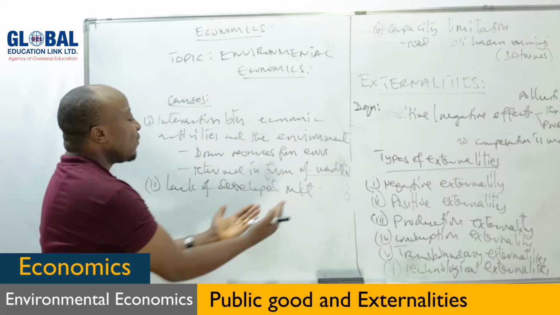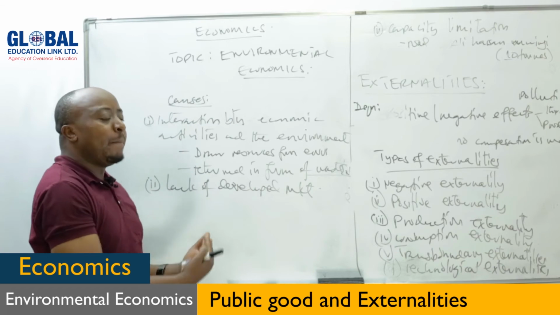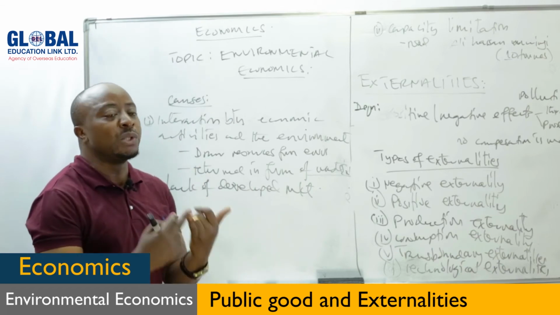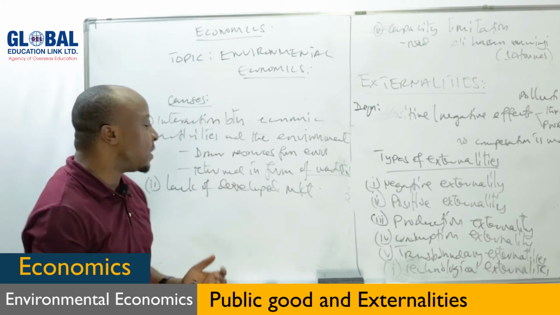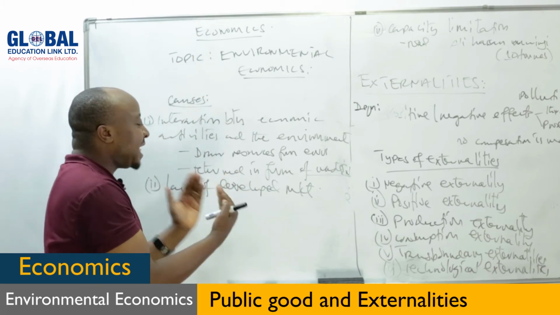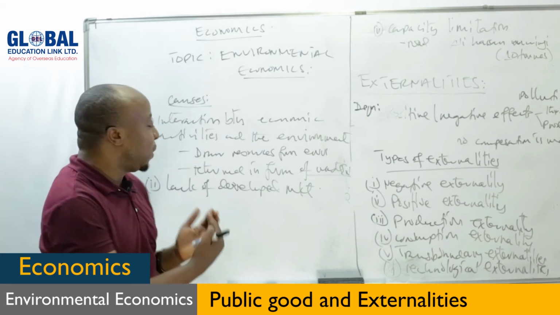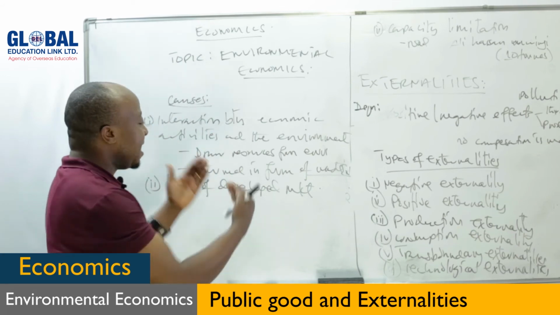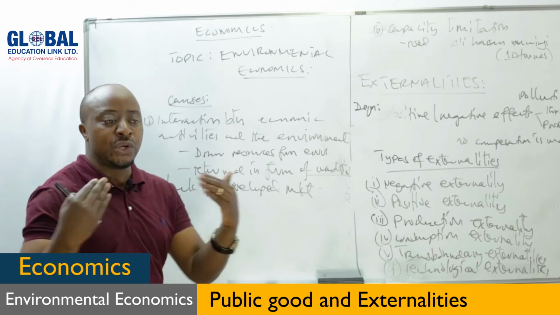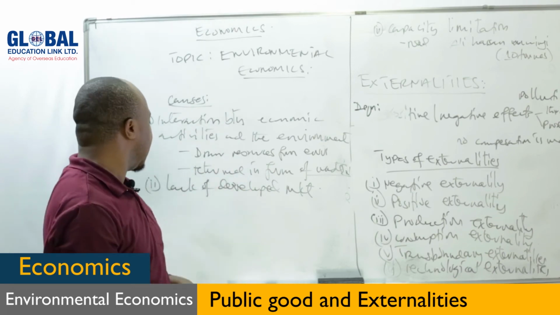Now, because of lacking a proper market, people misuse those goods. They misuse air, they misuse forests, they misuse other resources, because those resources have not yet developed a clear market. Due to lack of market, different societies and individuals misuse those resources, and then they produce externalities. This is the second cause.